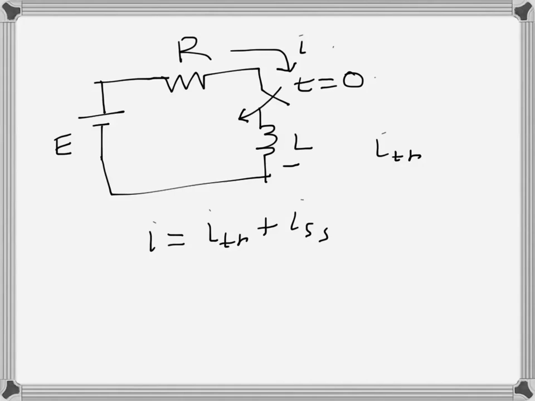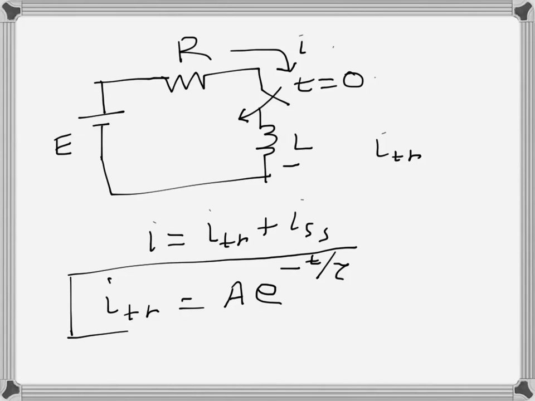For all practical cases, the transient current is essentially an exponential decay pattern. It's always like that. So I transient will always have the form A e to the minus t over tau, where A is a constant, unknown one, and I write tau as the time constant. This is the practically standard form for any transient component of the current.